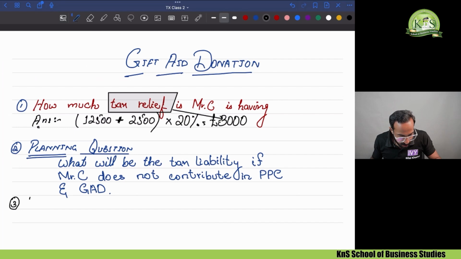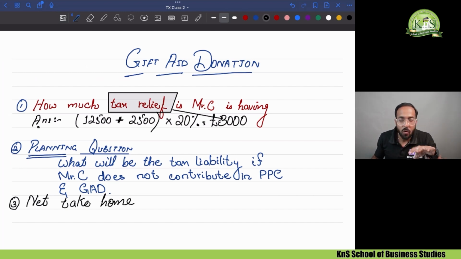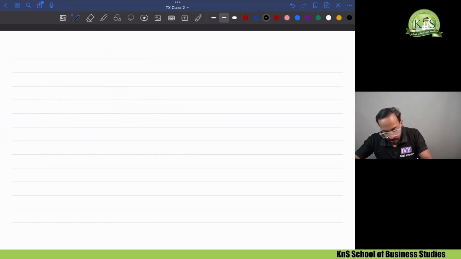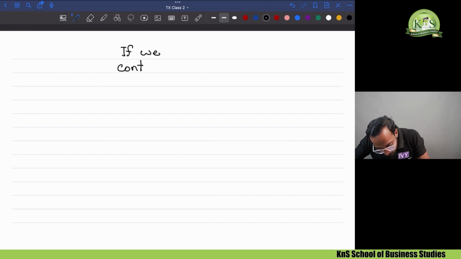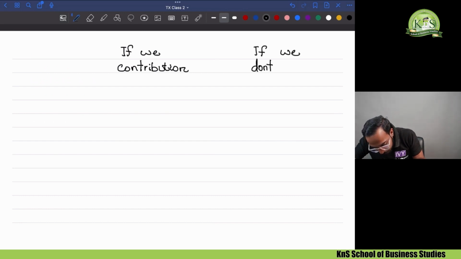The third one, net take home. Whenever we talk about net take home amount, it means you just need to compare both options, inflow and outflow. Go for it now, please. If we contribute, if we don't contribute, in PPC and gift aid donation.